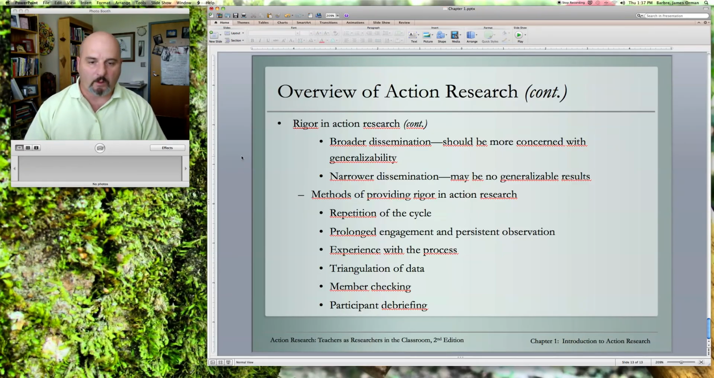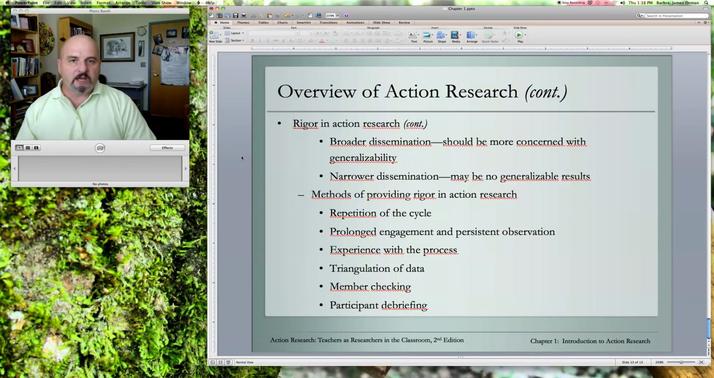They're listed here. Repetition of the cycle. The more you look at something, the more you can refine your process for collecting data. Prolonged engagement, meaning you're there. If you're wanting to observe a class, you dedicate time to being there. You're not just in there for 10 minutes and then you perform some sort of a judgment. You have experience with the process, experience with collecting data, with analyzing it, membership categorization, a word we'll get to later on. Experience with the process cannot be underemphasized. Okay?